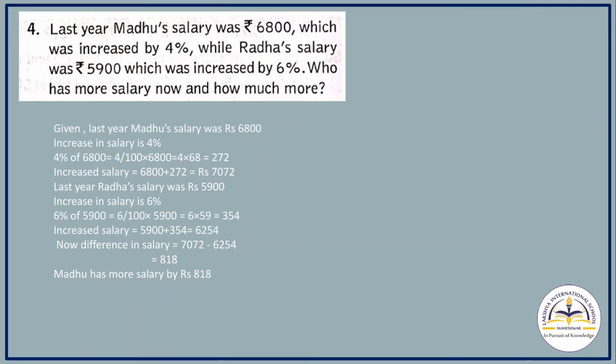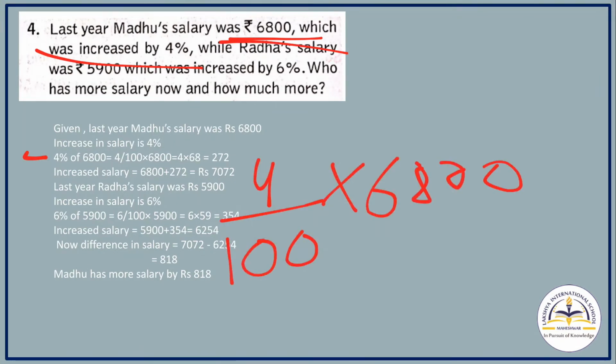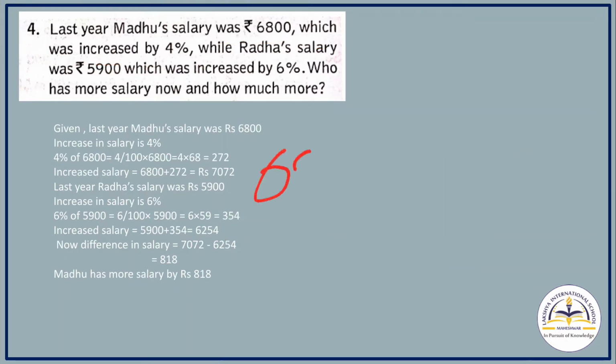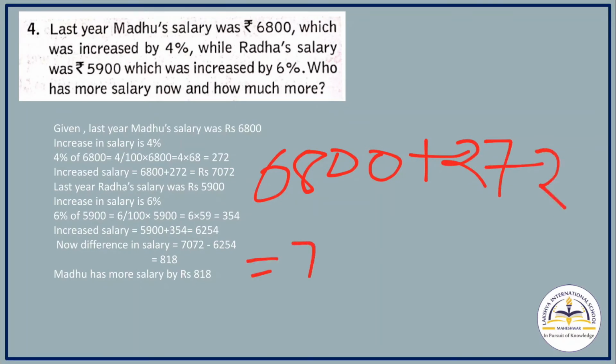Okay, so first we will find out what will be the 4% increase of this value. So we will find out 4% of 6,800. You will get 272. Okay, now we will add 6800 plus 272. We will get 7072. This will be the increased salary of Madhu.